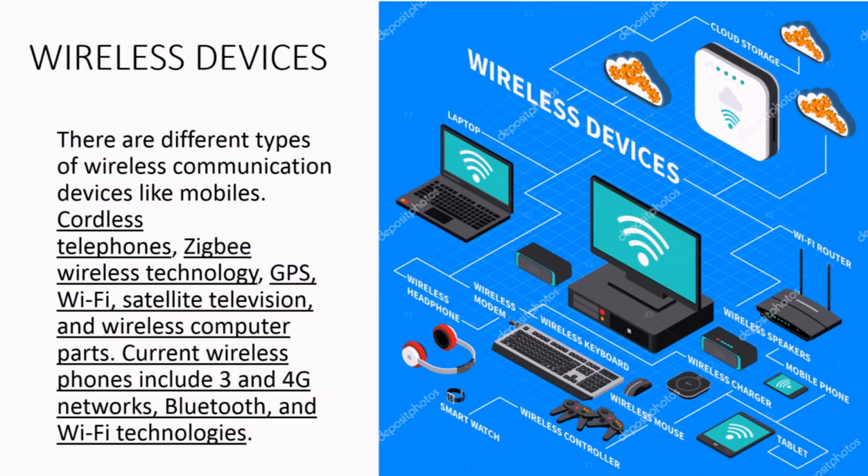Of course, in the world we have different types of wireless communication devices like mobiles, but we also have cordless telephones, ZigBee wireless technology, GPS, Wi-Fi, satellite television, and wireless computer parts. Current wireless phones include 3G or 4G networks, and in modern life we have 5G, Bluetooth, and Wi-Fi technologies.